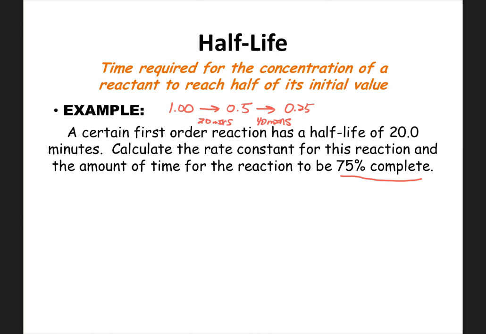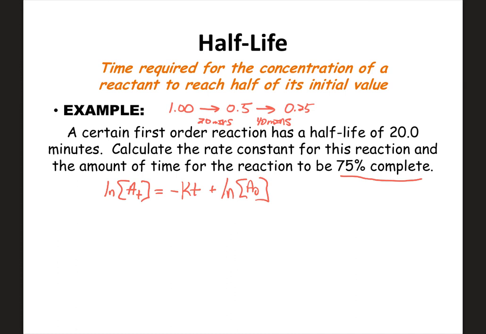We know it's first order. So if we look at the equation here, we have to use the natural log equation because it's first order. Natural log of the concentration at a particular time equals negative kt plus natural log of the concentration at time 0. We're trying to solve for k. So let's plug in here: the natural log of the concentration at a particular time.